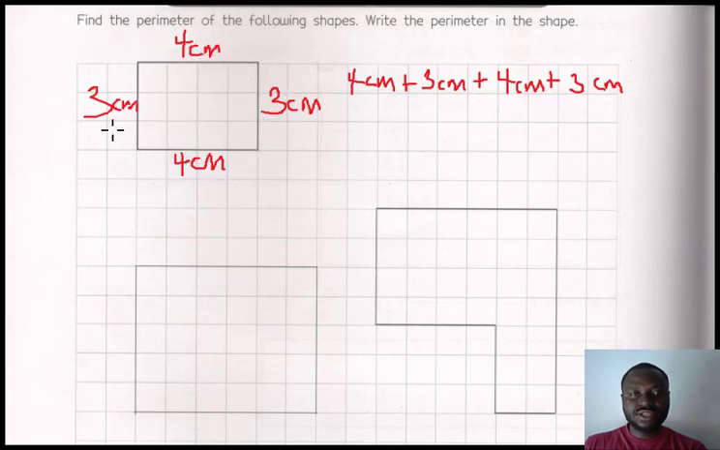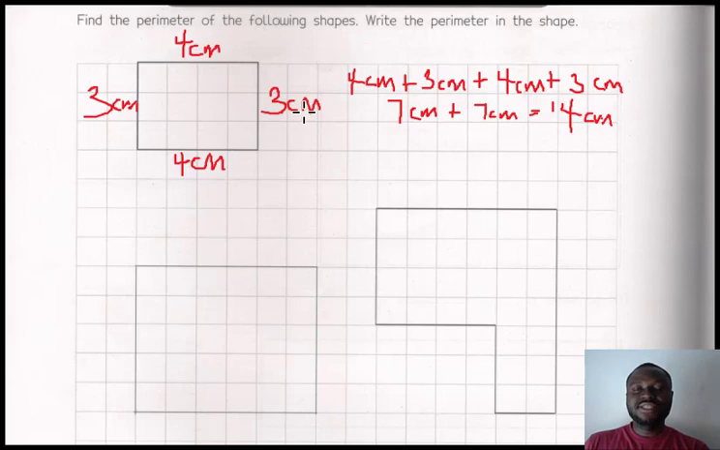You can decide to go anti-clockwise or backwards. You will get the same answer. Now, you have 4 plus 3, which is 7 centimeters, plus another 4 plus 3, which is also 7 centimeters. And then that is going to give us 14 centimeters. So the perimeter of this particular plane shape is 14 centimeters. Okay, so that is the other way to find the perimeter.